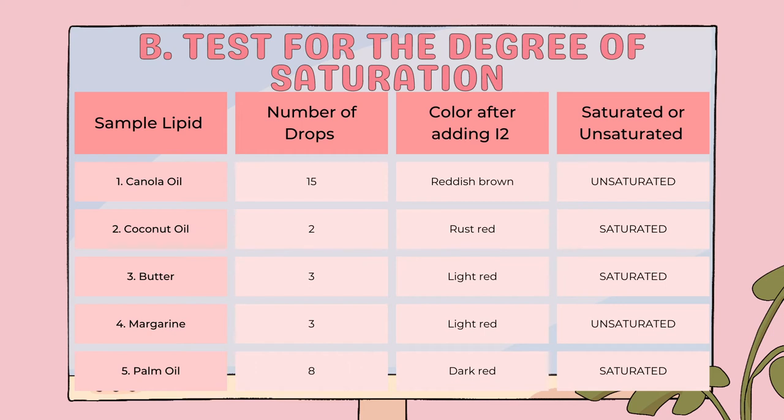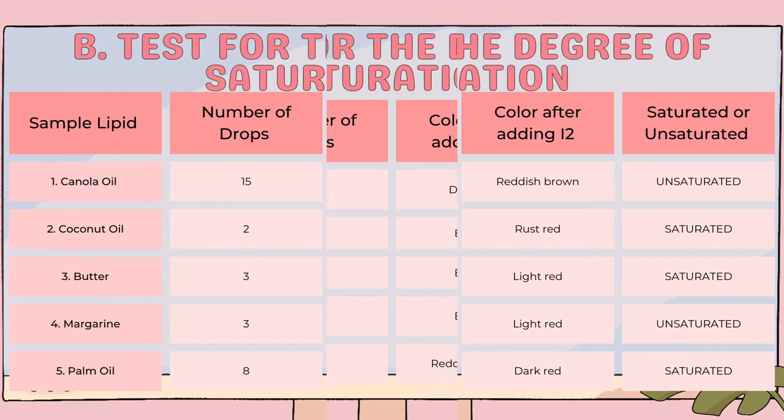And the colors after adding iodine. In the canola oil, it is reddish brown. In the coconut oil, it is rust red. In the butter and the margarine, they are both light red. Meanwhile, in the palm oil, it is dark red. So in order to determine if it is saturated or unsaturated: in the canola oil, it is unsaturated. In the coconut oil, it is saturated. In the butter, it is also saturated. And in the margarine, it is unsaturated. Meanwhile, in the palm oil, it is saturated.